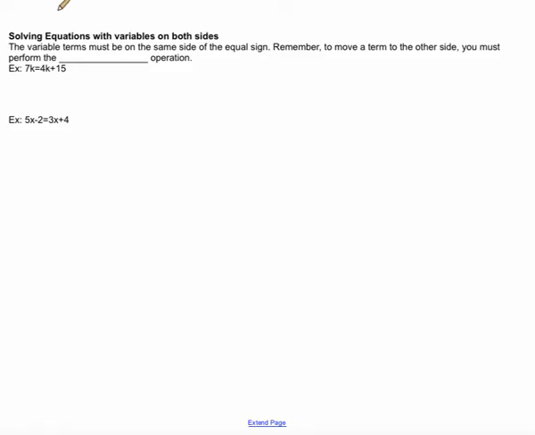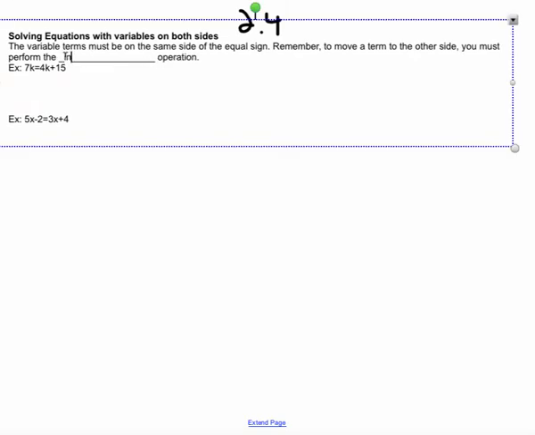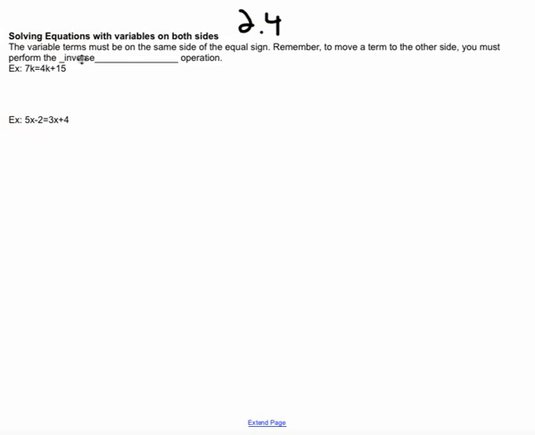This is the video for lesson 2.4, solving equations with variables on both sides. The variable terms must be on the same side of the equal sign. Remember, to move a term to the other side, you must perform the inverse operation. Remember the inverses: plus and minus are inverses, and multiplication and division are inverses.